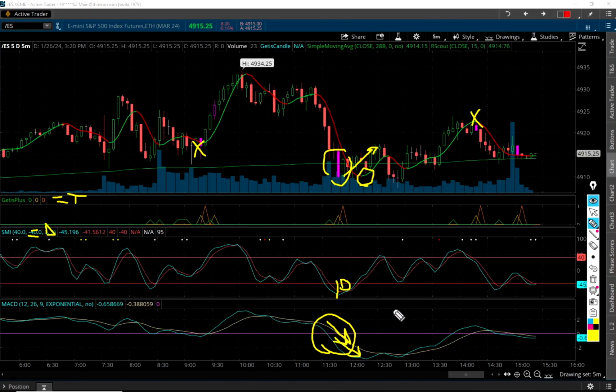whereas this indicator, SMI, is directional too. The MACD, by the way, is directional more or less. Okay, but it's going to be more slower moving. It's going to react slower. So when I saw this big old gap in here, I said, no, I'm not touching that.